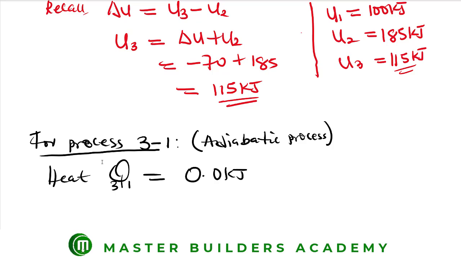Understand this is a law that for any adiabatic process you are dealing with at all, there is no heat supplied, there is no heat rejected. I hope you understand this very, very clearly. Then we now have work done. Now the work done between this process, we call it 3 to 1, and then this is unknown.